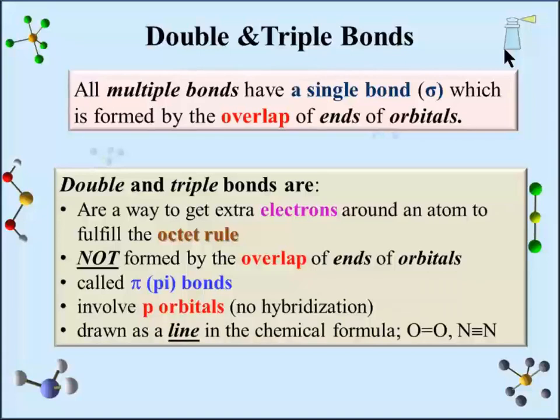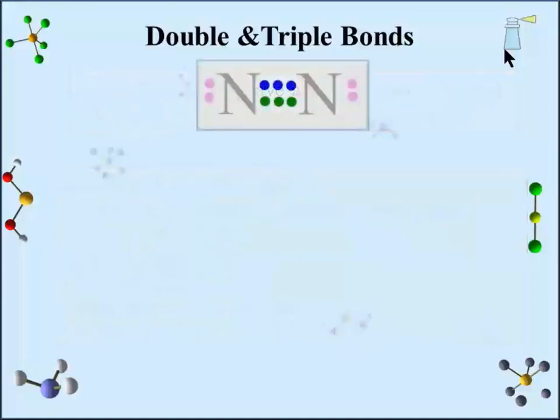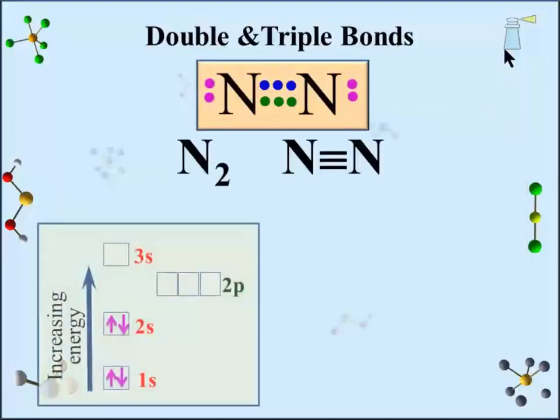For example, O2 has a double bond, which is shown with two parallel lines. N2 has a triple bond, which is shown with three parallel lines. The molecule nitrogen will do nicely to visualize the construction of a single, double, and triple bond. A look at the electronic configuration of an atom of nitrogen shows that all three of its p orbitals have a single unpaired electron.